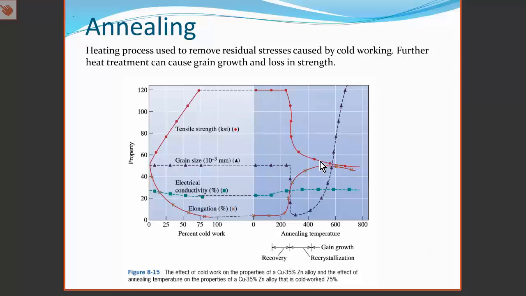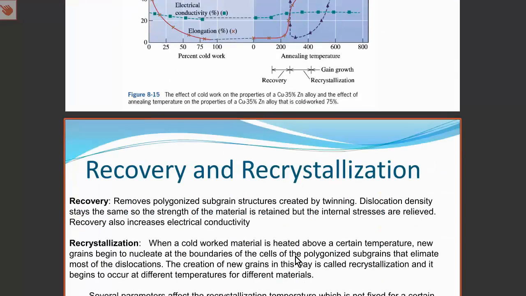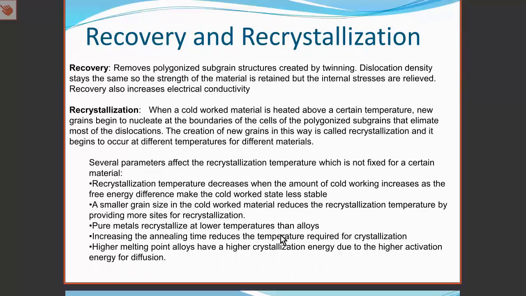If we keep increasing the temperature, we get grain growth. The grain size increases, and the tensile strength should actually start decreasing with the increasing grain size. The recrystallization occurs at a certain temperature. Cold working is when the material is worked below the recrystallization temperature. So that's the definition of what cold means.